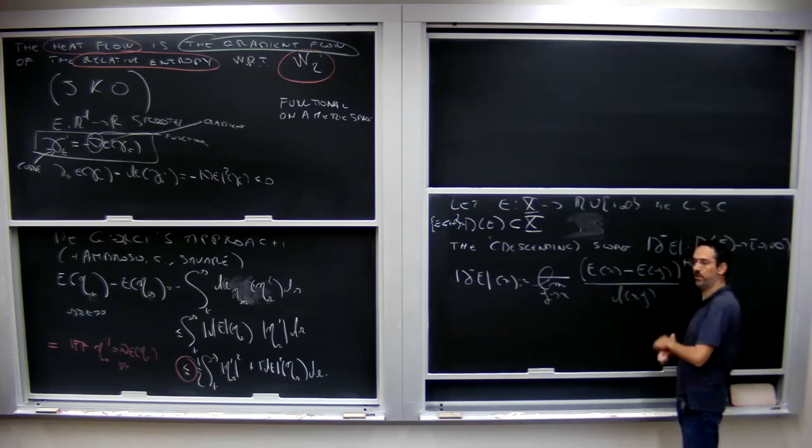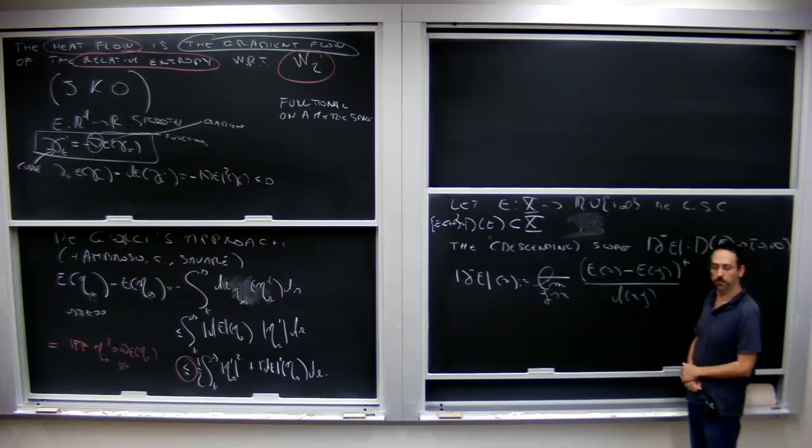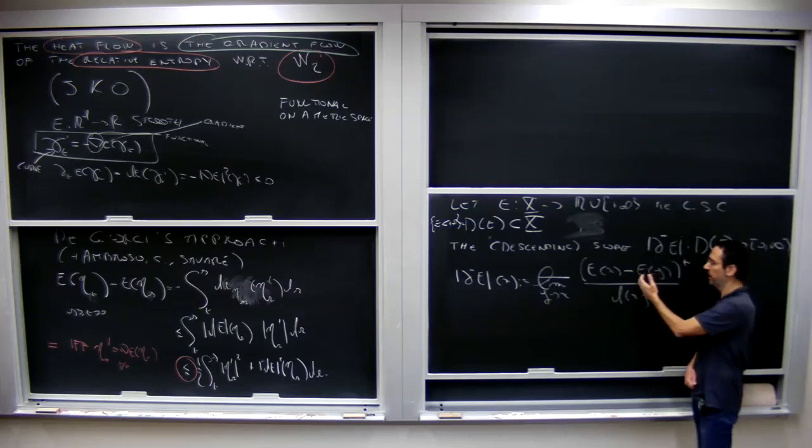This is always 0 at a minimum. Perhaps this should be clear. If x is a, say, local minimum or global minimum, if you wish, then this guy is 0 because e of y is always greater or equal than e of x. E of x minus e of y is negative. This is the positive part.